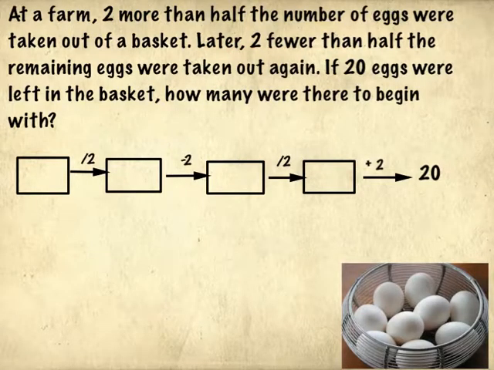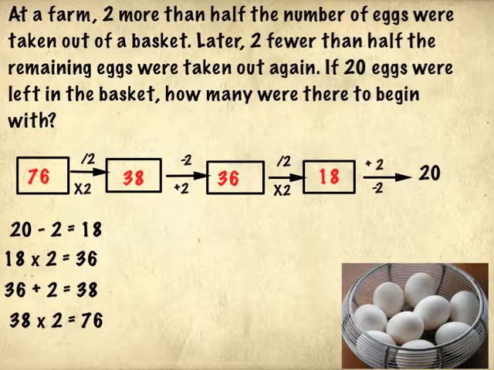Again, 2 fewer than half the remaining eggs were taken out, so I'll divide it by 2. This time plus 2, again because I'm trying to find out how many eggs were left in the basket. If I do take away 2, it would tell me how many eggs were taken out, but that's not what I want to know. We're trying to find how many eggs were left in the basket. So instead I'm going to reverse it and say plus 2. When I reverse my operations, it looks like this.